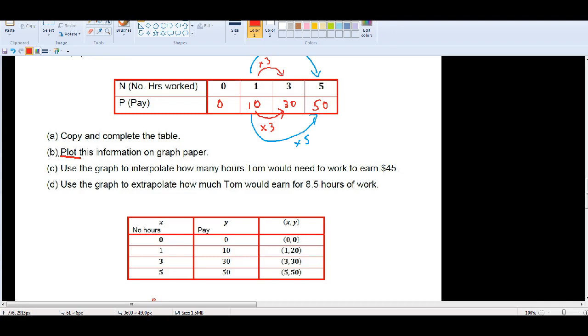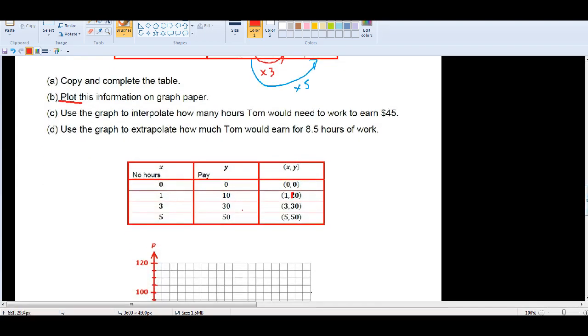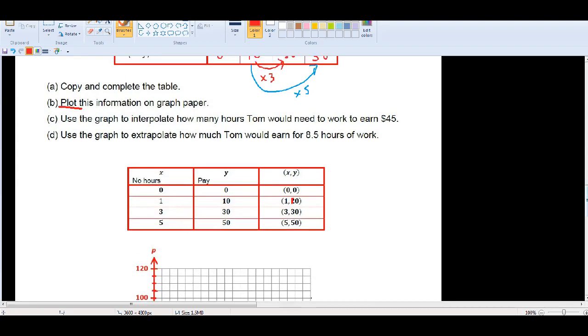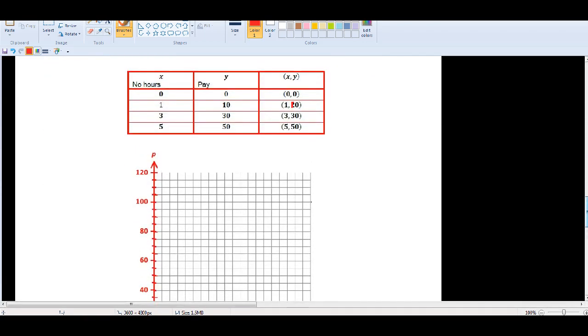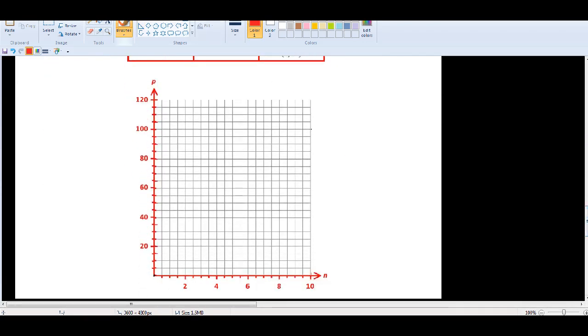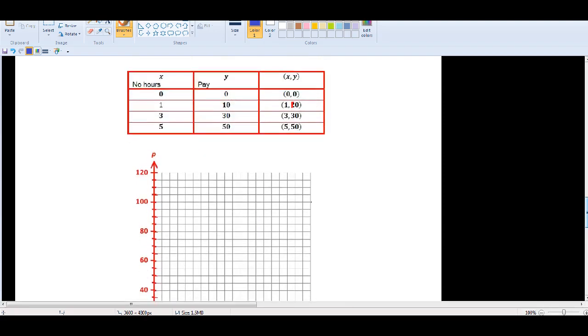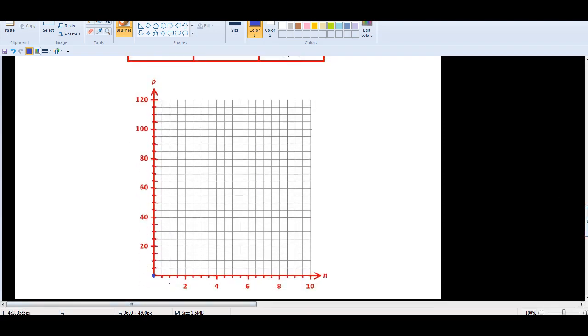I think something's wrong. It should be $10. Yeah, I should change that. Alright, so it's $10. 3 should be 30. Okay, 5 should be 50. Alright, so let's have 4 points. Okay, so the first point is over here. Where is 1 and 10? So 1 should be here, 10 should be here.